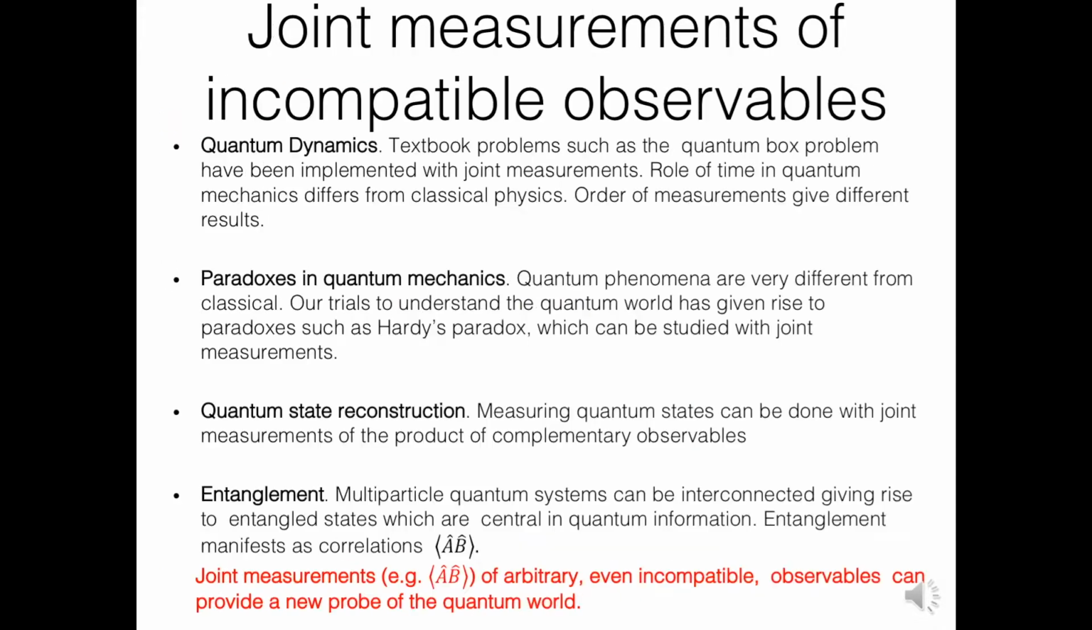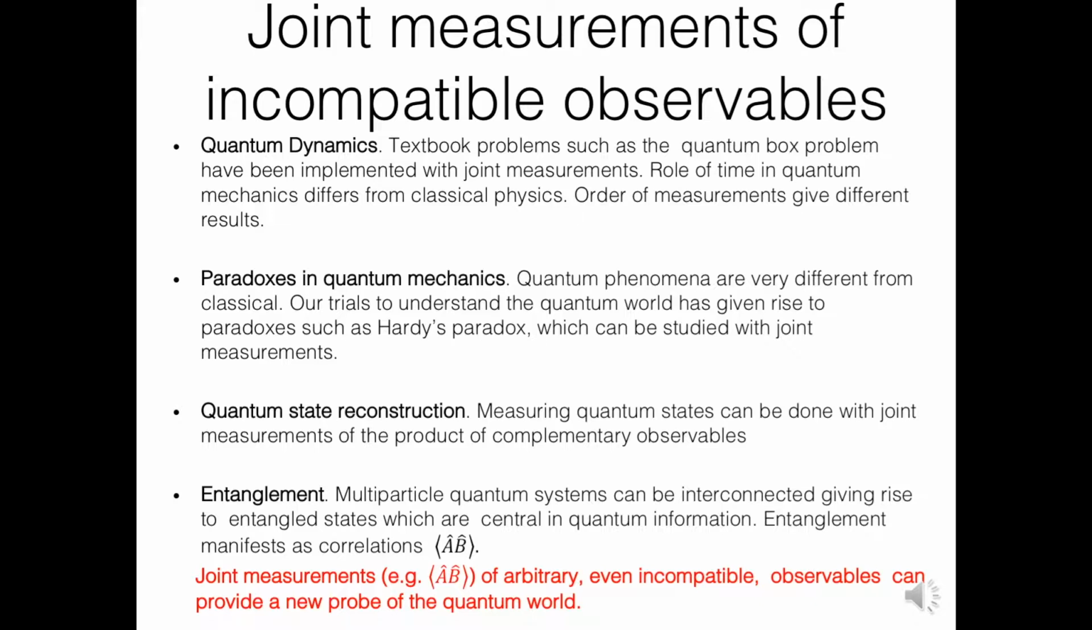However, joint measurements of incompatible observables are useful. With them, we can study the dynamics of a quantum particle and try to answer questions like, what is the role of time in the quantum domain? We can also study paradoxes. Perhaps the most famous one is the EPR paradox, which deals with entanglement. So entanglement is a signature of quantumness and is central for quantum information processing.